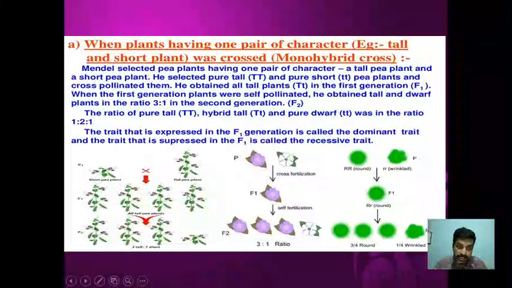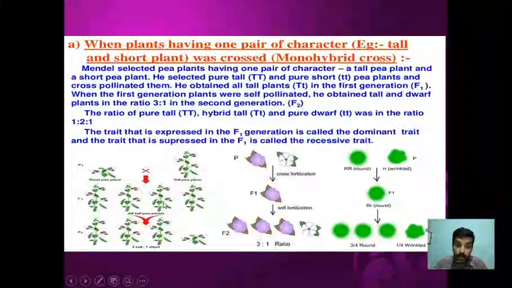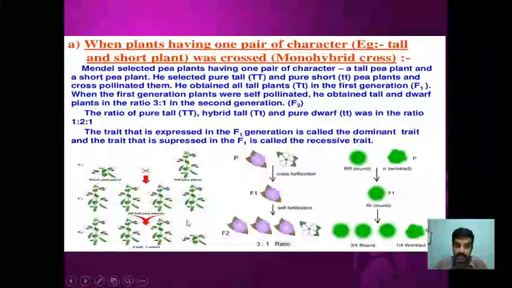In the F1 generation, to his surprise, he got all tall pea plants. Only one parental variety is observed. Then when he selfed the F1 progeny among themselves, he got both the tall plant as well as the dwarf plant. So both are astonishing things.